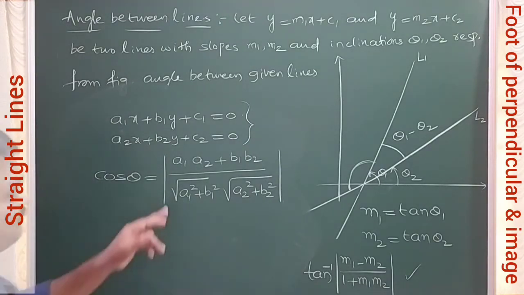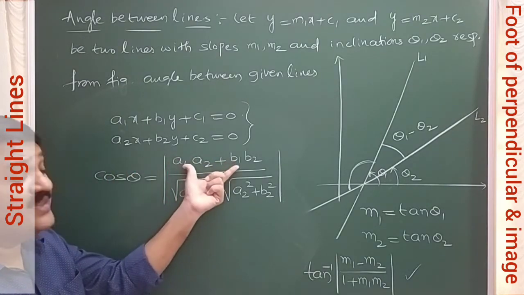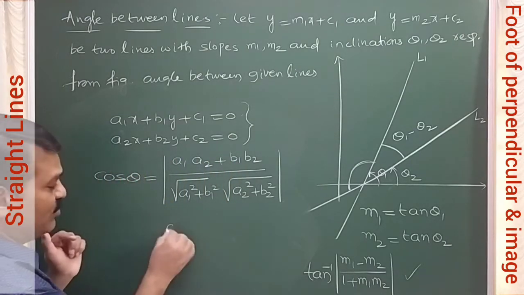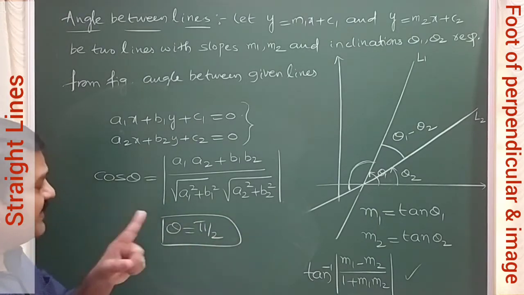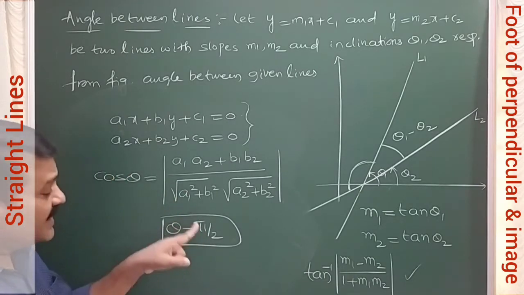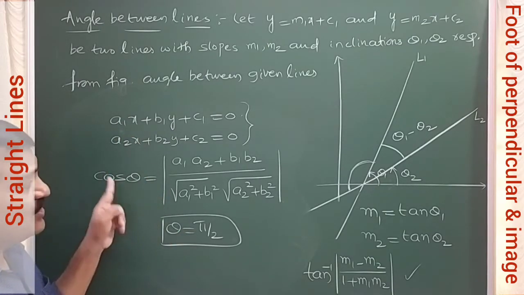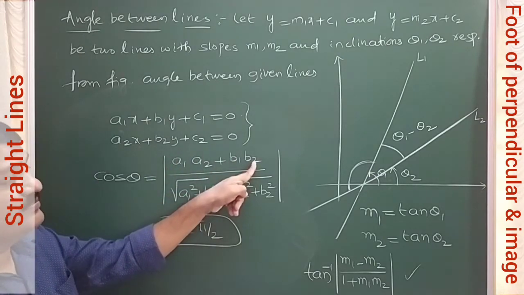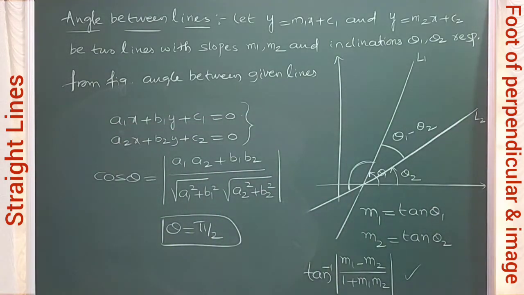Now what happens when cos theta is 0? When will cos theta be 0? When this numerator is 0, you will get cos theta 0. Cos theta is 0 means theta will be pi by 2, the angle between the lines is pi by 2. That means when the lines are perpendicular to each other, cos theta will be 0. That means a1 a2 plus b1 b2 will be 0 when the lines are perpendicular to each other. So this is the standard expression for the angle between the lines.